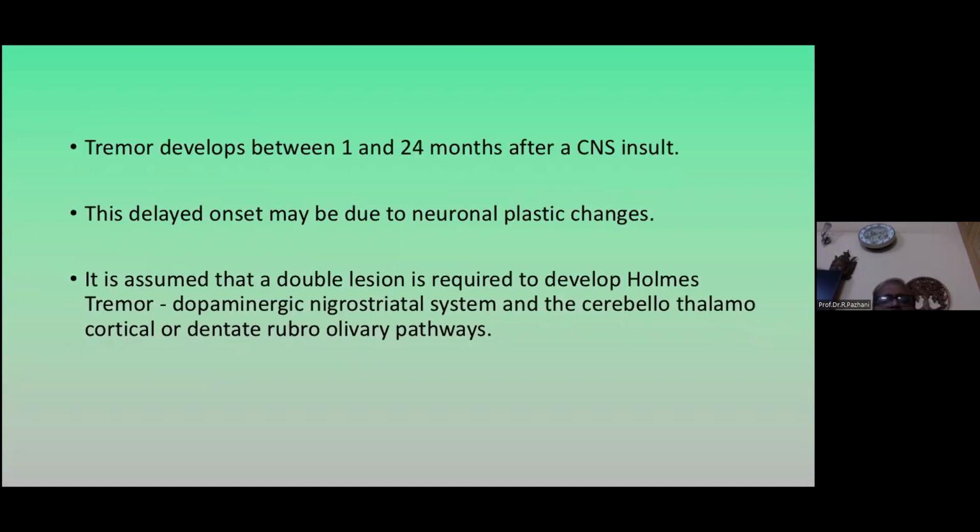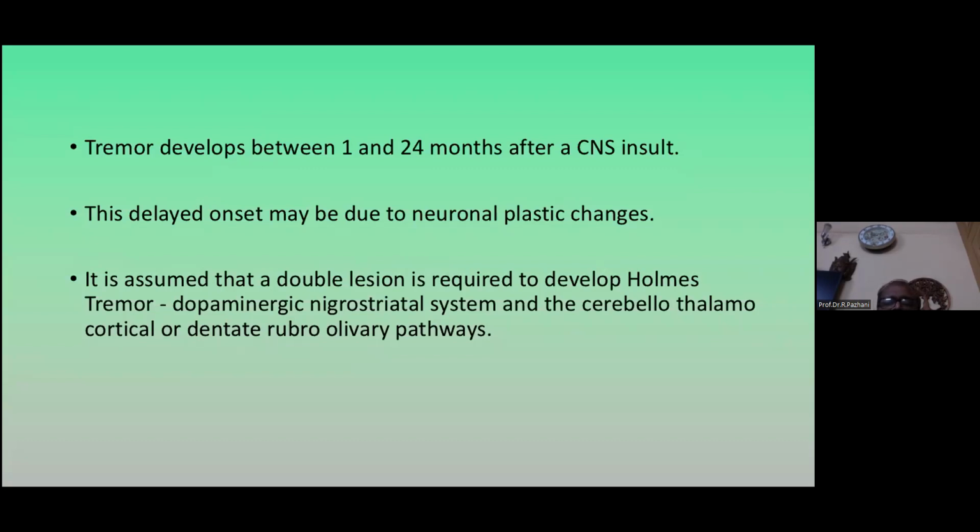The tremor develops between 1 to 24 months after the CNS insult. I have seen patients coming after 6 months and manifesting this tremor when the insult happened 6 months back. It is not uncommon, and you see after 1 to 24 months after the CNS insult that this kind of tremor can start. But the etiology is what happened some time back. This delayed onset may be due to neuronal plastic changes.